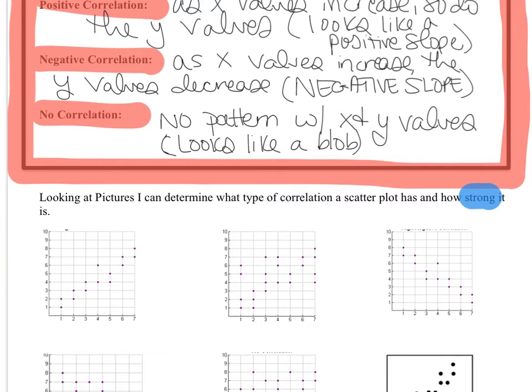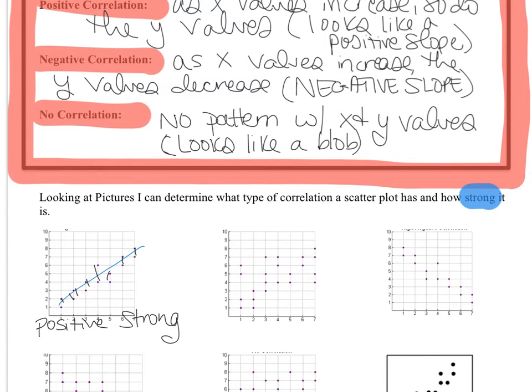So if I look at this first example, even if you want to draw a line through it, looking at that data, what do you notice? You notice they're increasing. So this looks like a positive slope. So I'm going to say this is a positive correlation. And to say that it's strong versus weak, notice all of these data values are really pretty closely tight together. So I'm going to call this strong.